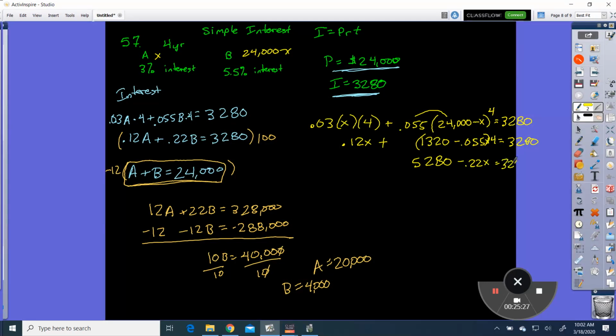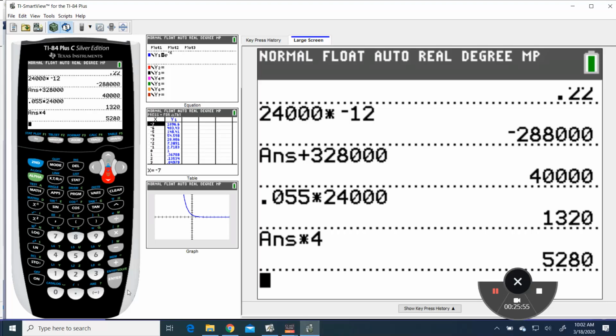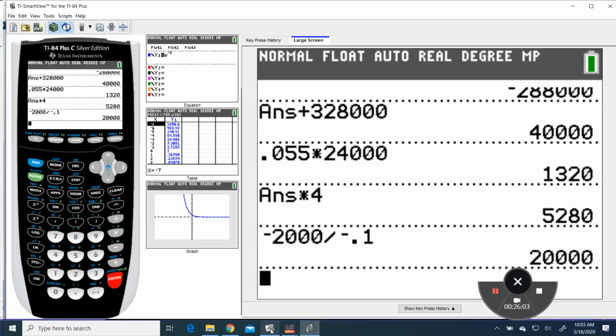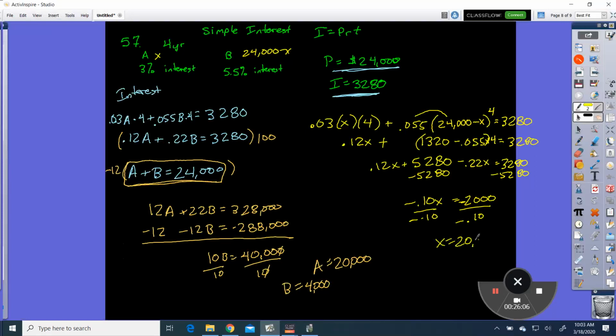Equals 3280. So I have this 0.12x hanging out right here as well. So 0.12x minus 0.22x is negative 0.10x minus the 5,280. Minus 5,280 makes negative 2,000 divided by negative 0.1. So go to my calculator, negative 2,000 divided by negative 0.1. It's going to be 20,000 positive. So we get that x equals 20,000.